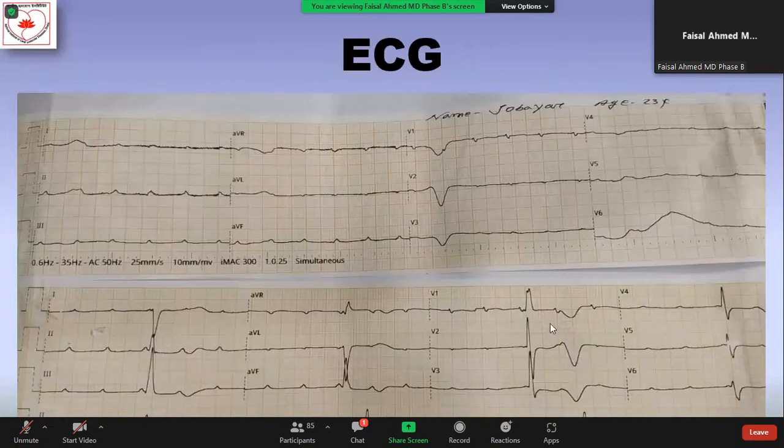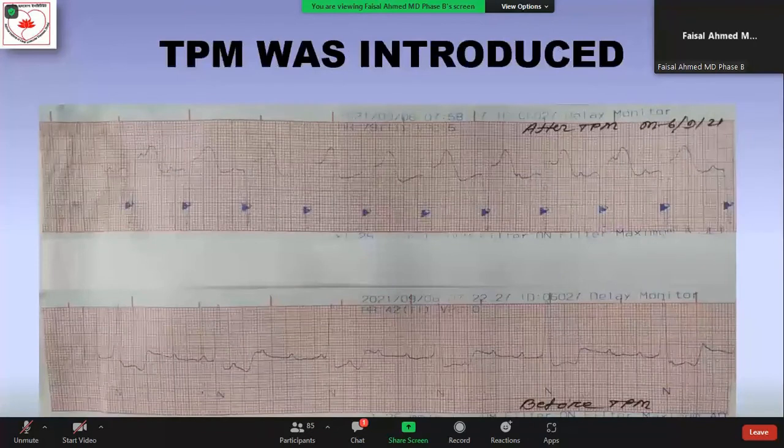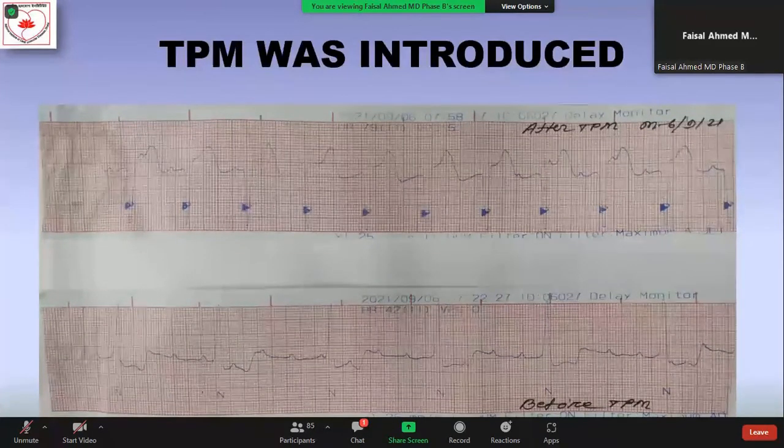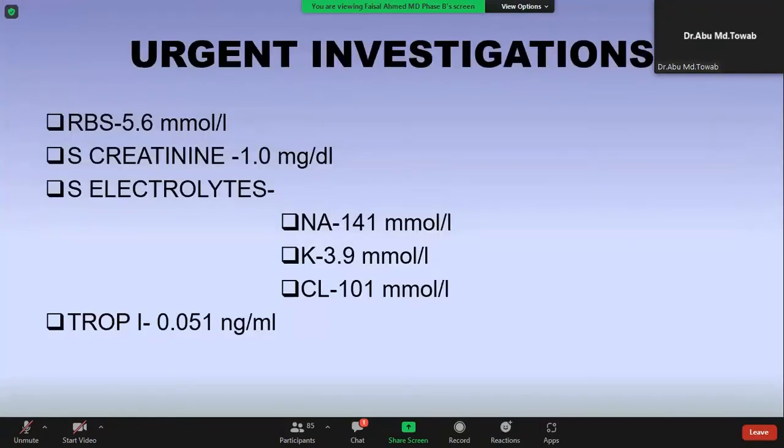per minute. Rhythm is regular. QRS is wide. There is complete atrioventricular dissociation, RR regular and PP regular interval, making it an ECG of complete heart block. So the patient was immediately resuscitated and a TPM was introduced. And in between, urgent investigations, especially electrolytes, were done and found to be normal.